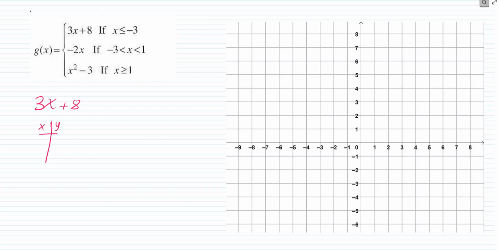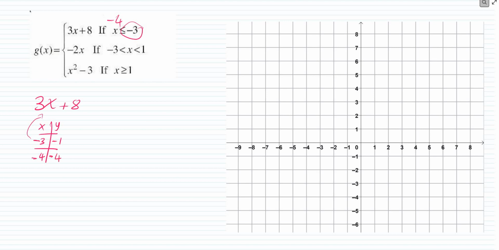To make a table for this one, we have x and y. Pick the given value here, so it's -3. We will pick -3 and a number that satisfies this condition. Which number is less than -3? We can say -4, right? Yes, of course. So -4 and -3. You can pick more numbers, but these two numbers are enough. Substitute -3 here: 3 times negative 3, negative 9 plus 8 equals negative 1. For negative 4, substitute: negative 12 plus 8 equals negative 4.